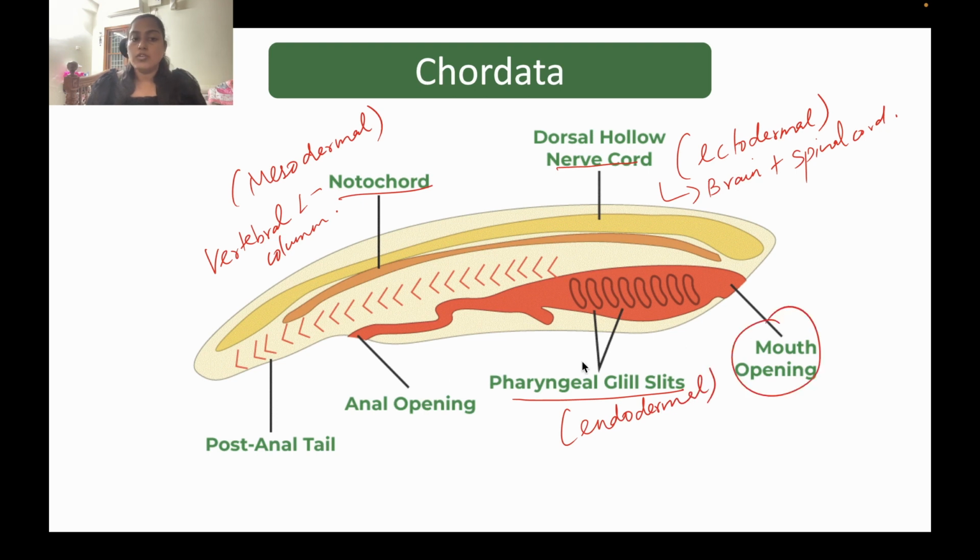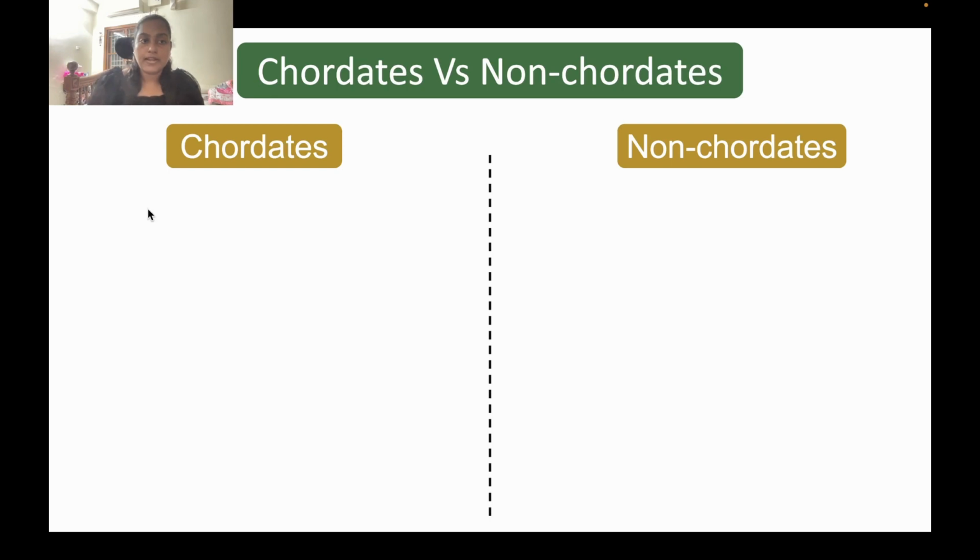And you can see they have the mouth and they have the anus and the post-anal tail. So usually the part which is behind, that is posterior to the anus, we call it the tail. Right? So this is a basic structure of a chordate. It has a dorsal hollow nerve cord, it has a notochord, it has pharyngeal gill slits, a mouth and the anal opening. And most importantly, they have ventral heart. Heart will be on the ventral side. Whereas in the non-chordates, they have dorsal heart. So let me write it here.